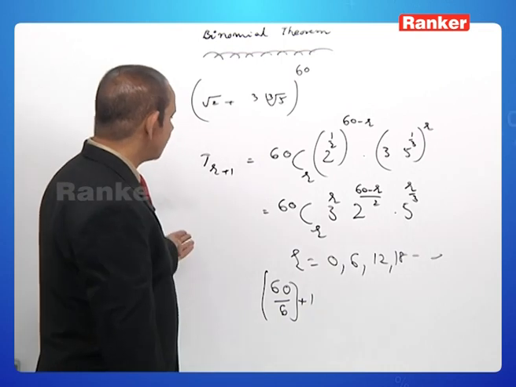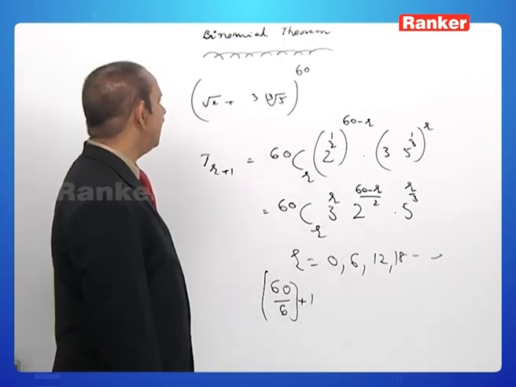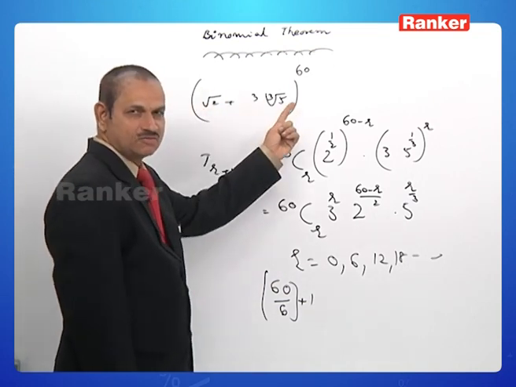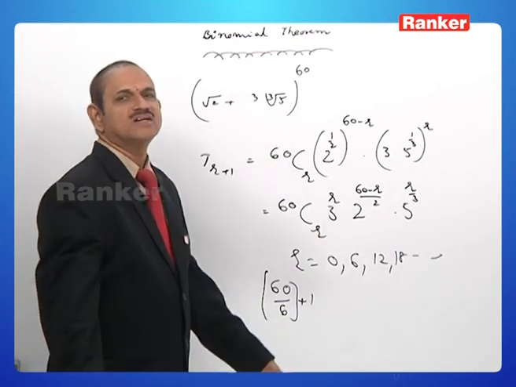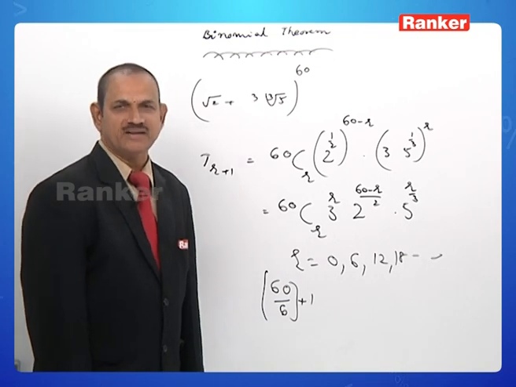What is the total number of integral terms of this expression? It is 60 by the LCM of 2 and 3. This is square root, this is cube root. What is the LCM of 2 and 3? 60 by 6 plus 1 becomes the total number of integral terms of this expression.